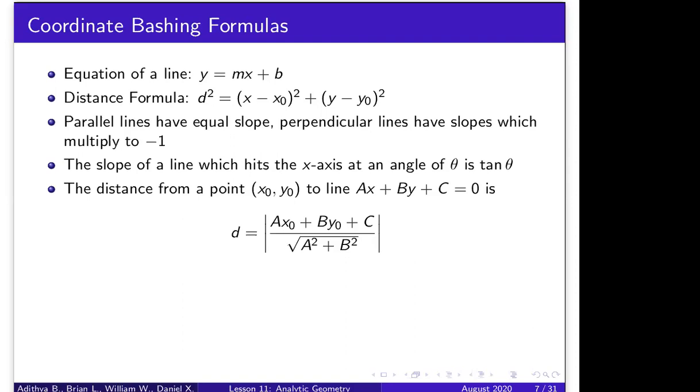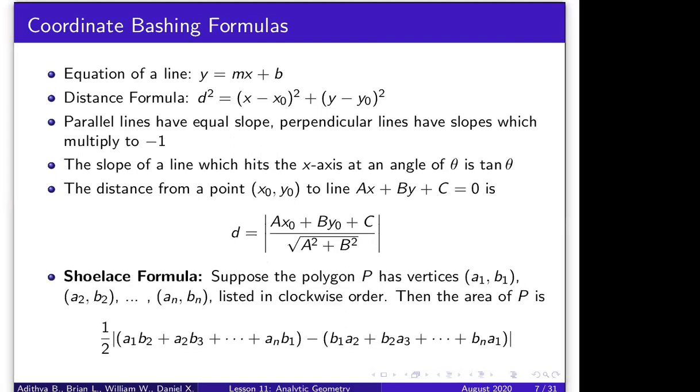And finally, when we want to compute areas in coordinate bashing, we use the shoelace formula, which states that if you have a polygon P with vertices A1, B1, A2, B2, all the way to An, Bn listed in their order, then the area of P is going to be 1/2 the absolute value of the products A1 B2 plus A2 B3 all the way to An B1 minus all the products B1 A2 plus B2 A3 all the way to Bn A1.